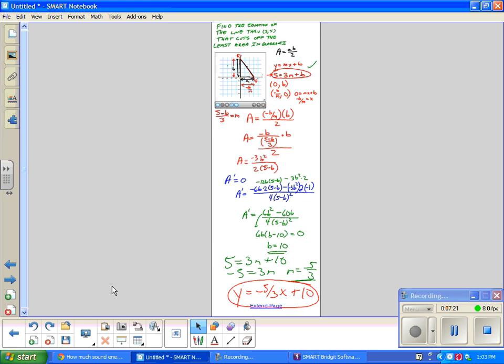Again, a complicated optimization problem. Developing the equations is the key.